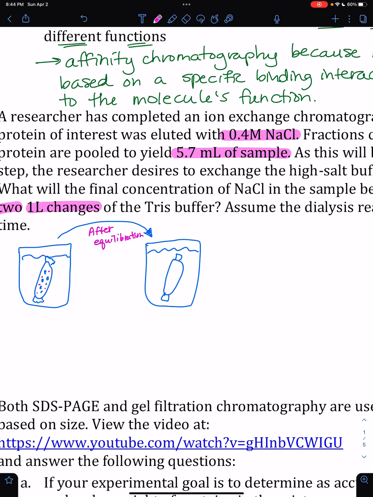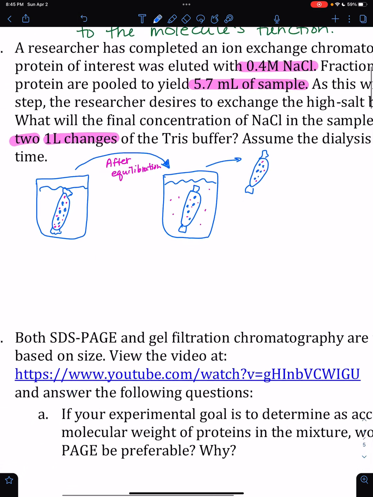We're going to have some salt on the outside, some on the inside, but all of our protein molecules will stay in the bag. Okay. So then what we're gonna do is we're gonna take that bag, okay, that has our protein molecules in it, and now it has only a few salt molecules. I'll put more salt molecules in the beginning here. There we go. And we're going to put that in a fresh beaker. Okay.